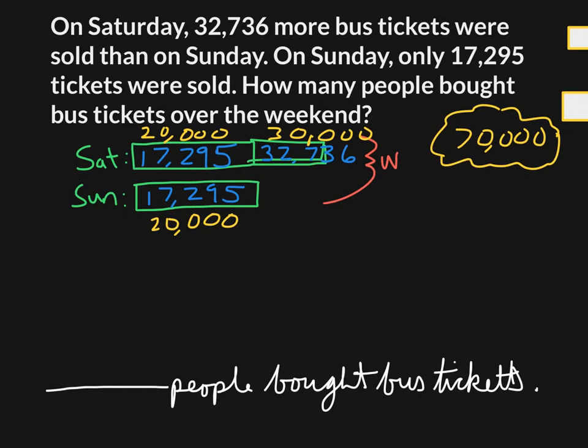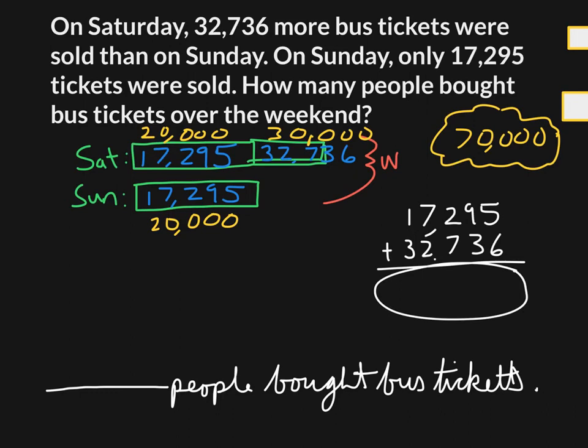Now I'm going to go ahead and do my addition. I'm going to start by figuring out my total for Saturday, 17,295 plus 32,736. I want you to go ahead and add those up so we can figure out our total for Saturday. So hopefully you got the answer 50,031 for this problem. So that tells us how many were sold all together on Saturday.